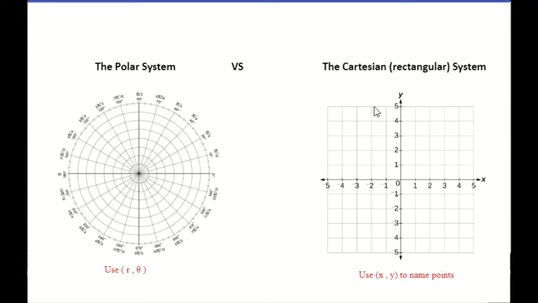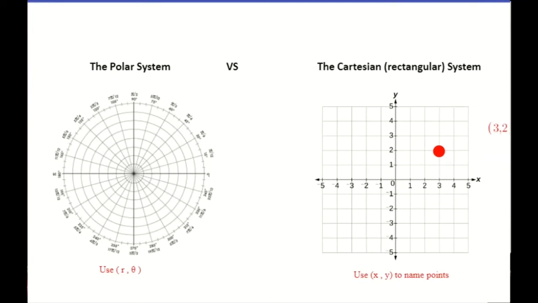Now, in the Cartesian rectangular system, the x represents typically your horizontal axis and the y represents the vertical axis. So if, for instance, you wanted to locate something that was 3 units to the right and 2 units up, you would write it as 3, 2. And to find that location, you would go 3 to the right, up 2, and then you would plot that point. Let's try to use a circle here. There we go.